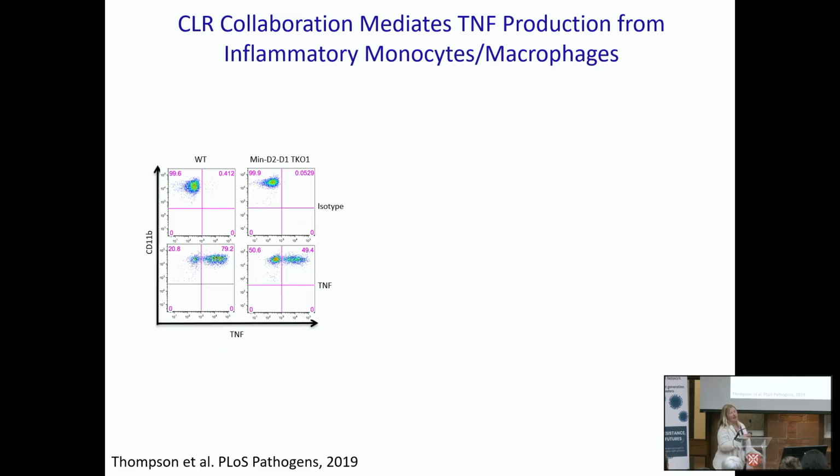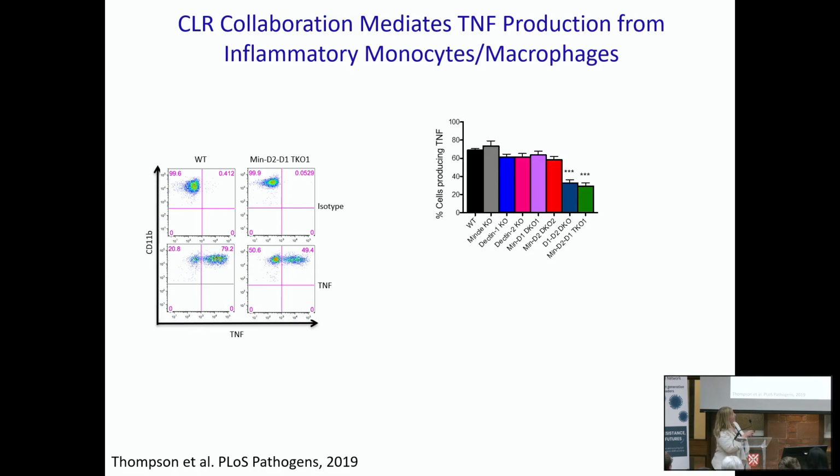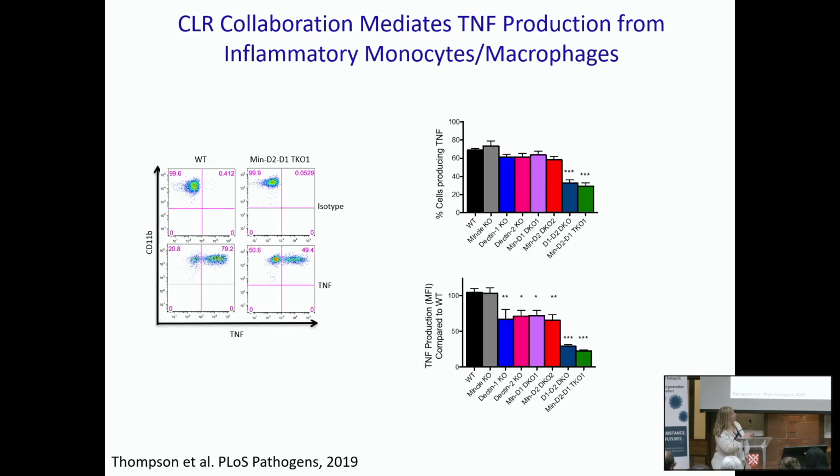We looked at cytokine production, and again, we did a similar assay. It's using those peritoneal inflammatory cells, and we incubated them with the Candida for 3 hours this time, and then looked for intracellular TNF. And again, in the wild type, we see nice TNF production, and that's reduced in the triple knockout. And again, you're kind of seeing that stepwise pattern in terms of the percentage of cells producing TNF. You see a big drop with the double and triple knockout, and then the amount of TNF that is produced per cell is also reduced.